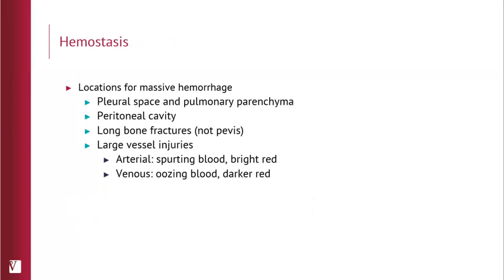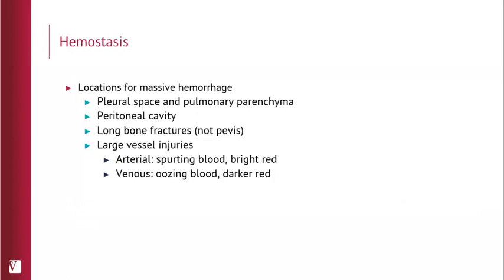Massive hemorrhage is something that can occur when a patient's losing more than 15% of their circulating blood volume. And it can occur in any real space or any potential space. The patient might start to bleed into their pleural space or even into the parenchyma of their lungs, in which case you're going to see changes in their breathing. With bleeding into their abdominal cavity, you oftentimes will see abdominal distension if it's a large amount of hemorrhage, but if it's a smaller amount, it might not be quite so obvious.